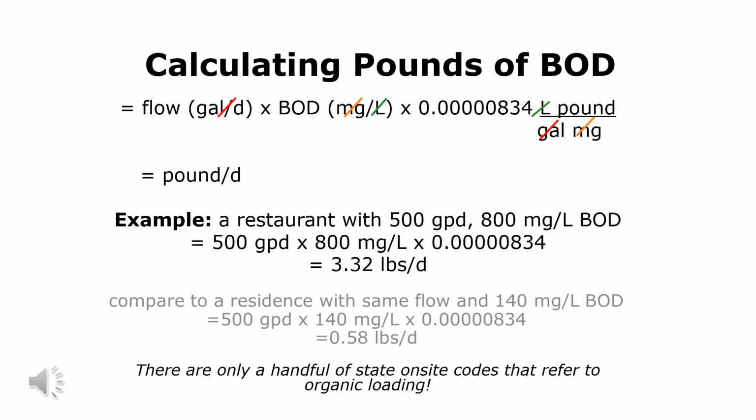So in our example, we have a restaurant with 500 gallons per day. The BOD is 800 milligrams per liter. So with our conversion factor, that translates to 3.32 pounds of BOD per day. Now let's compare that to a residence with the same flow, 500 gallons per day, but only 140 milligrams per liter of BOD. Now it's a little over a half of a pound per day, 0.58 pounds to be exact.